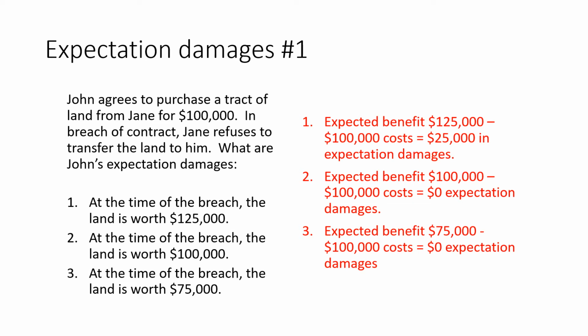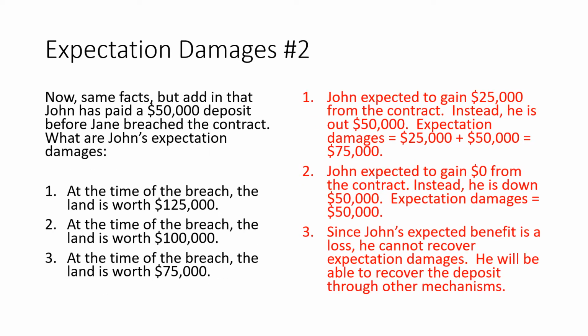And the third one, at the time of the breach, the land is worth $75,000. Because the land has reduced in value, his expected benefit is actually in the negative, $75,000 minus the $100,000 in cost. He expected to be in the hole at the end of the contract, and therefore there are no expectation damages available to him in that circumstance.